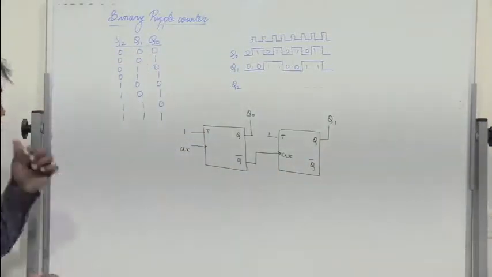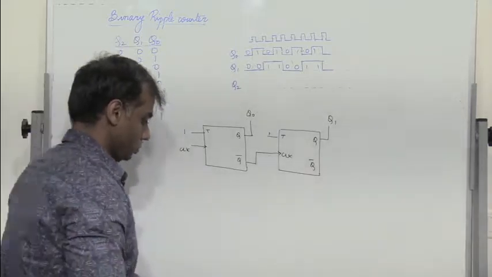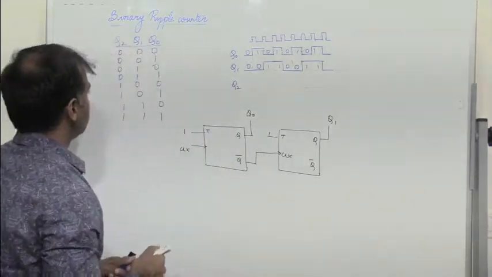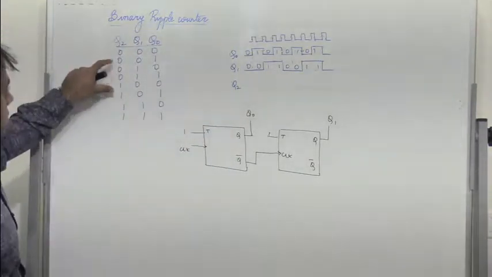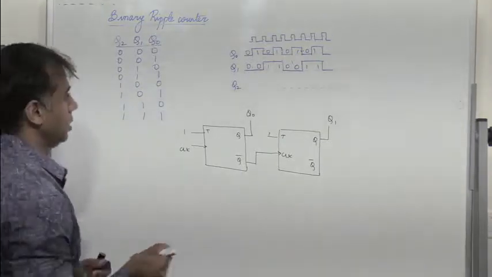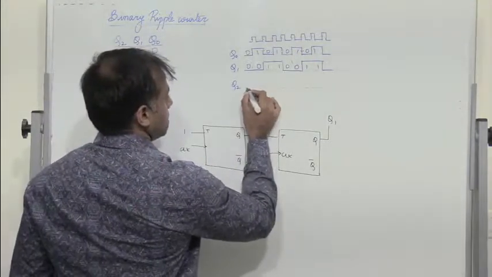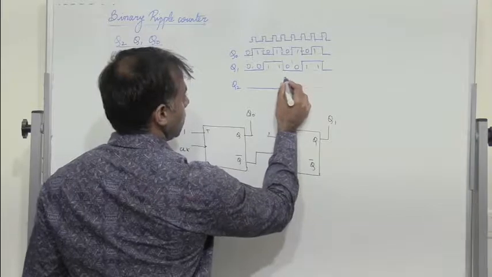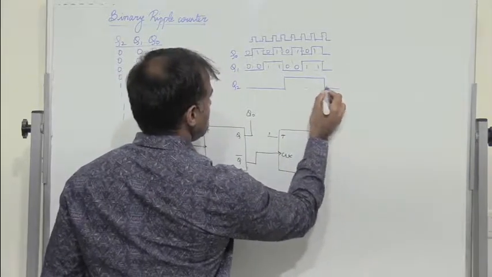Now to get Q2, again what do we observe? The first 4 is 0 and the next 4 is 1. So I have a 0 here and I need a 1 and then I need 0.